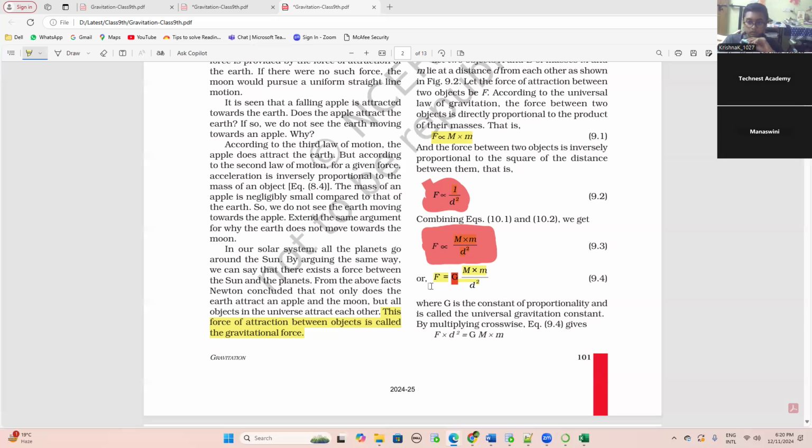If someone asks you how you suddenly got this capital G, what will you tell them? It is because we are removing the proportionality symbol, and for this we have equals to and then capital G, which is a constant. So it is a rule: whenever you remove the proportionality, you have to give a constant value. So here this constant value is G. Is that clear?